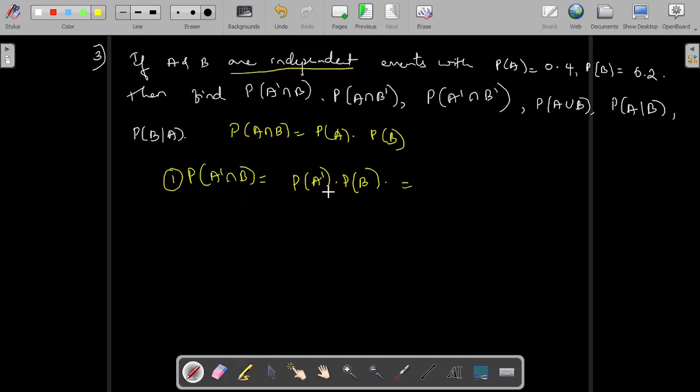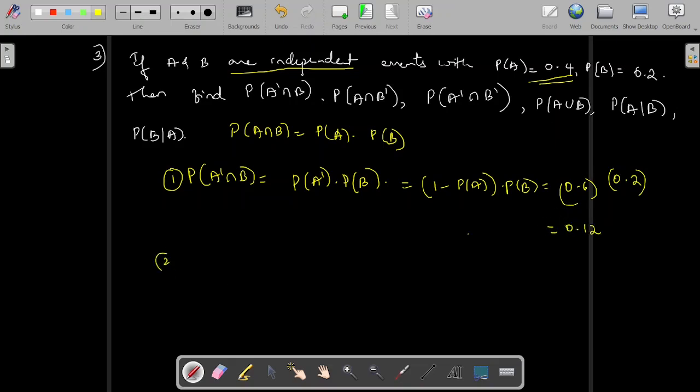So what is P of A dash? P of A is 0.4. So I have to find out P of A dash, that is 1 minus P of A, into P of B. That is the formula of P of A dash, 1 minus P of A. So 1 minus 0.4 is 0.6, into P of B, 0.2, that is equal to 0.12.